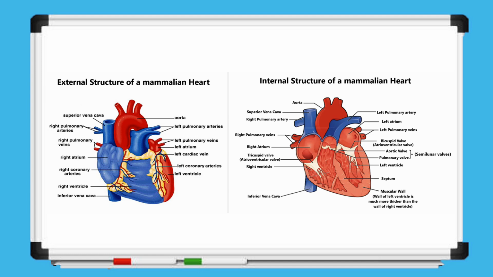In the external view, we focus on the surface features of the heart. Here we can clearly see the major blood vessels, such as the superior and inferior vena cavae, the aorta, and the pulmonary arteries and veins. We also notice the atria and ventricles from the outside along with the coronary arteries and veins that supply blood to the heart muscle itself.